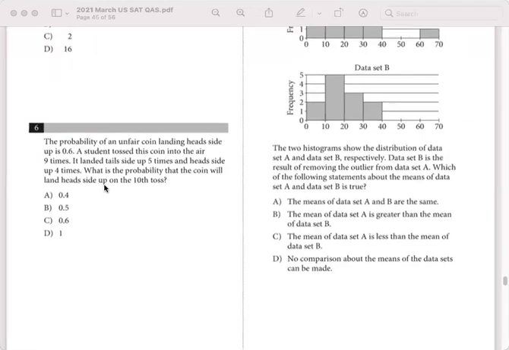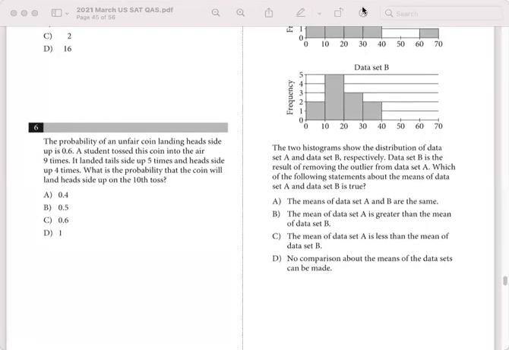Okay, question 6. The probability of an unfair coin landing heads side up is 0.6. A student tossed this coin into the air 9 times. It landed tail side up 5 times and head side up 4 times. What is the probability that the coin will land head side up on the 10th toss?